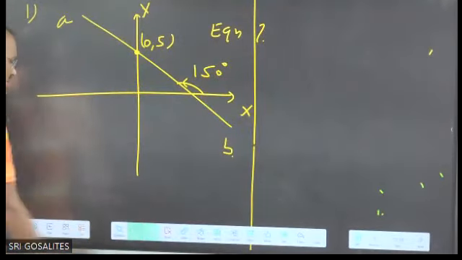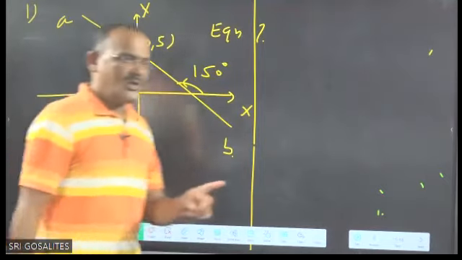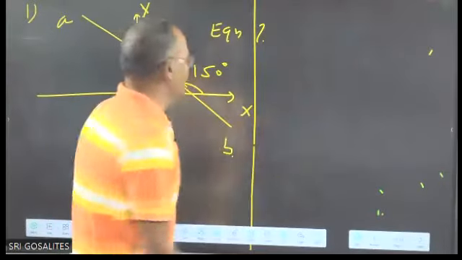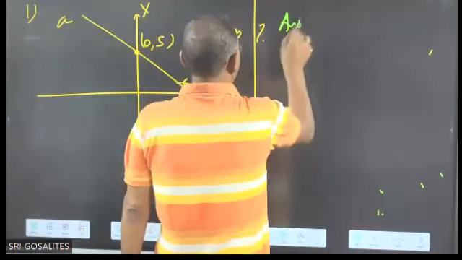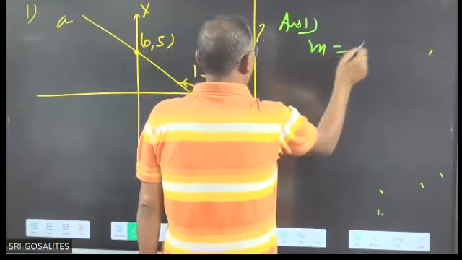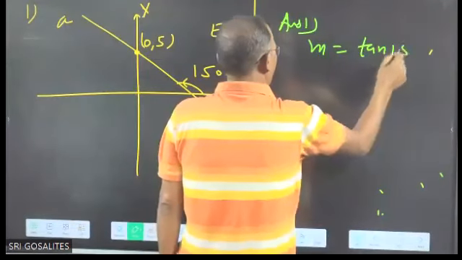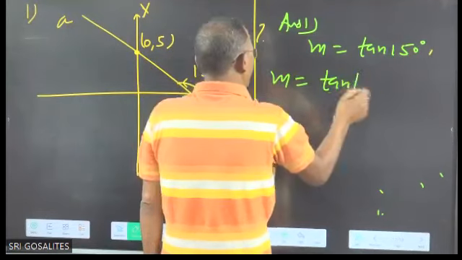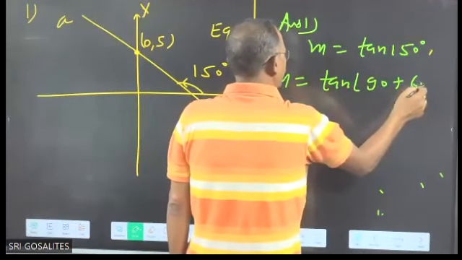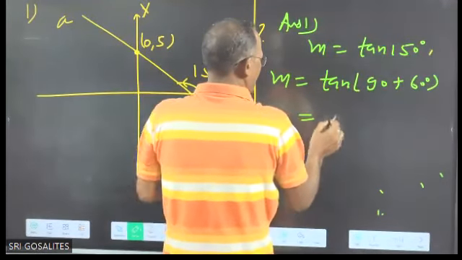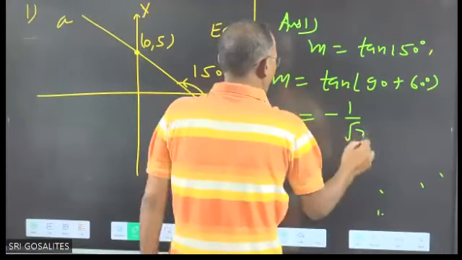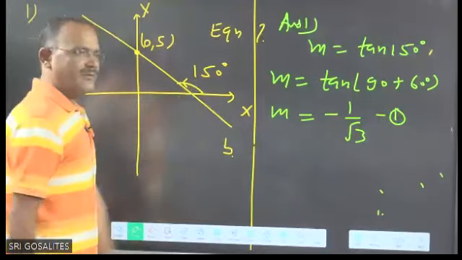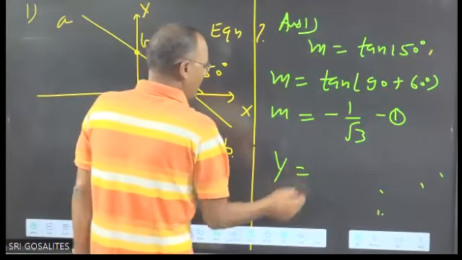So what is the answer for this? To write the equation, you require two things. First is the slope. Second is the intersection. What is the slope? Tan 150 degrees. Tan 150 means 90 plus 60. So how much is this? Minus 1 by root 3. That is the slope of this line. Understand? So the equation will be what?